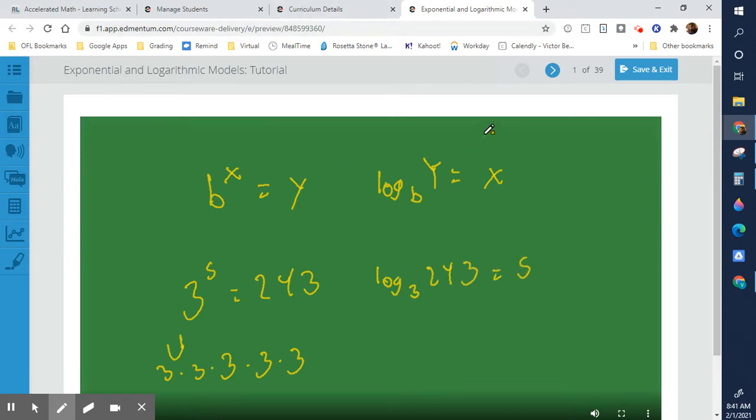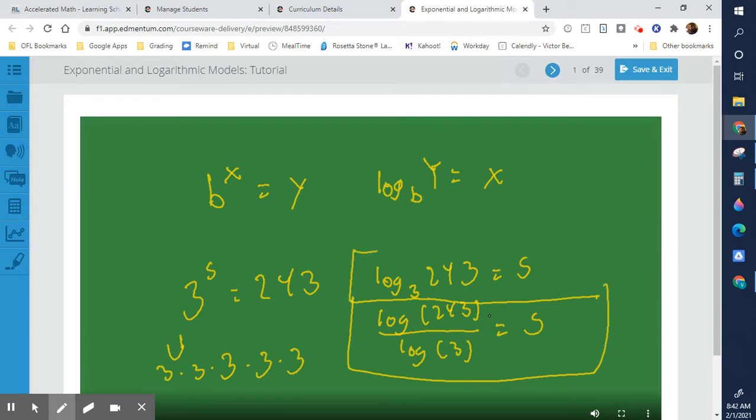Now, some calculators do have the ability to put this in, but most of them don't. So another way to write this would be log of 243 divided by log of 3, which is also equal to 5. There's a reason for this, but we'll get into that later. These two different boxes right here are the same thing. They're just written differently, and for a different reason. This is log base 10, but it is the easiest way to plug something into your calculator. So whenever I'm showing the work, it'll show like this.